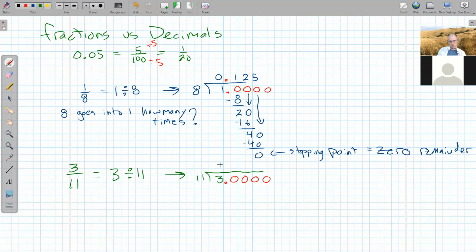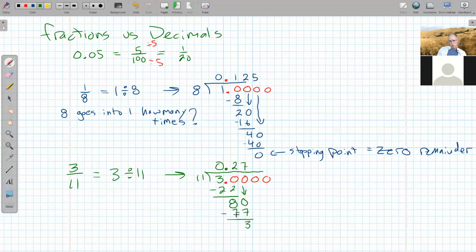So 11 goes into 3 0 times. That point is important to line up where the decimal point goes. 11 goes into 30 twice. 2 times 11 is 22. Subtract. 30 minus 22 is 8. Bring down that 0. 11 goes into 80 7 times. 7 times 11 is 77. Subtract, and I get a 3.